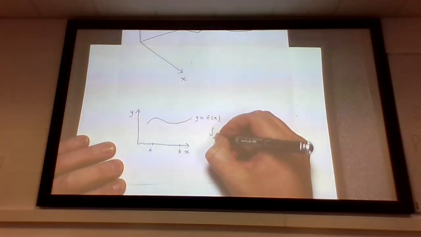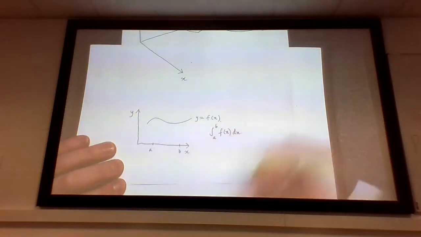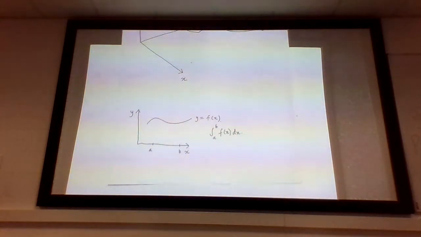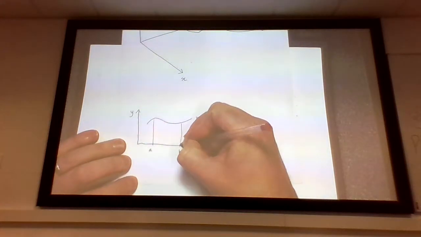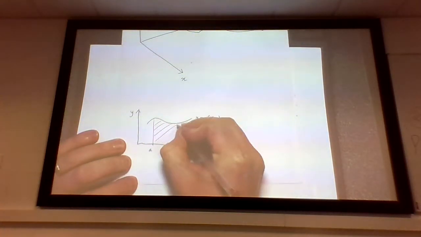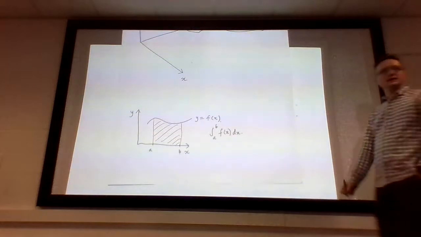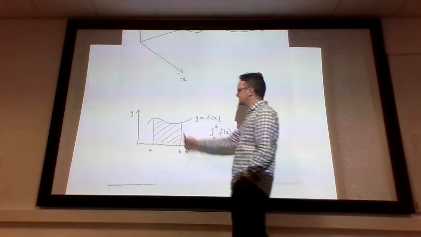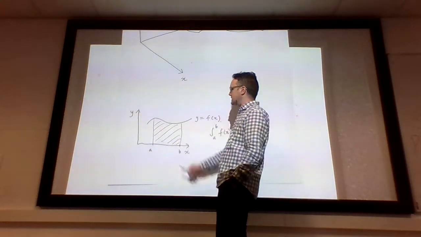We can form integrals where we integrate from a to b f of x dx. Okay. This has an interpretation as the area between the curve and the x-axis between those 2 points. Okay, familiar with that idea? Okay, so it's the signed area between the graph of the function and the x-axis.